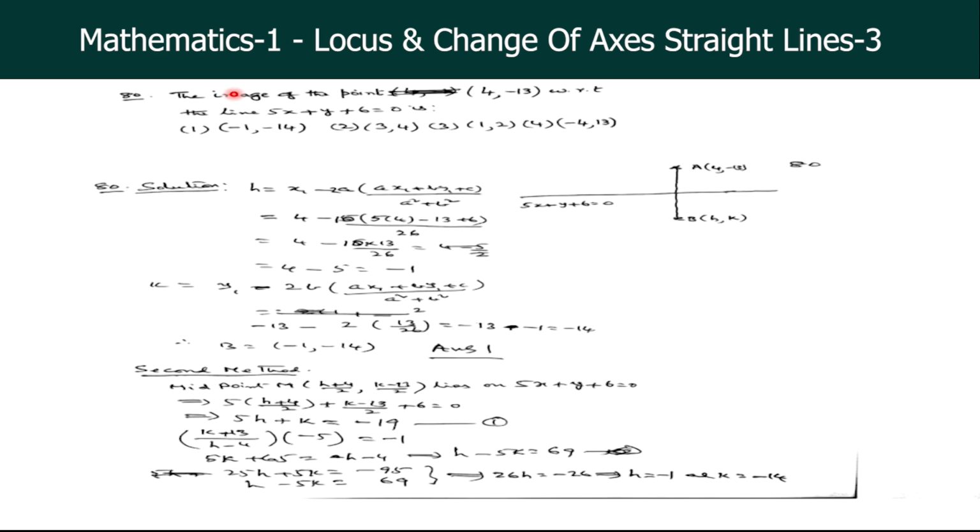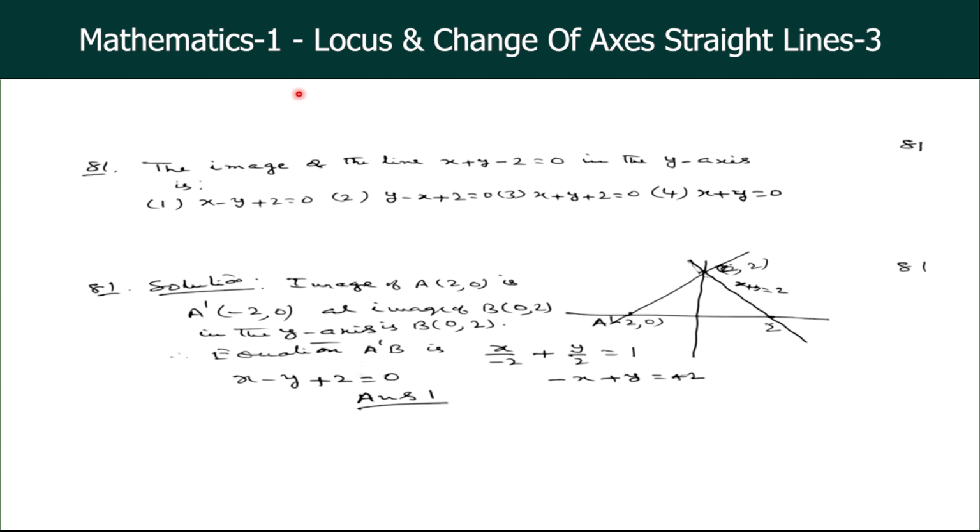Here I have written the second method also, as explained in the previous problems. That means taking the midpoint and substituting in the line equation and using the product of the slopes is equal to minus 1, then also you will get the same answer. Next.